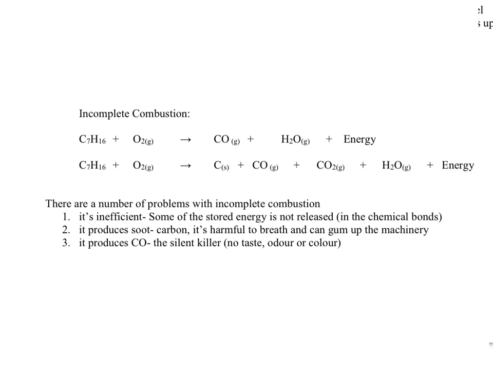Now, if we have incomplete combustion, that means we have not enough oxygen to produce the common oxides. So we cannot produce carbon dioxide. So in this case, the first example here, we formed carbon monoxide and water vapor, and the energy will be less than if we had produced CO2. In the next example, we produce carbon monoxide and some carbon dioxide, and again, the overall energy will be less.